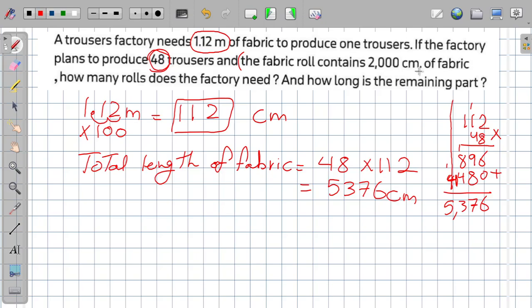Okay, but one fabric roll contains 2000 centimeters, and the factory wants 5,376. So what is the number of rolls that the factory needs? How many rolls does the factory need?